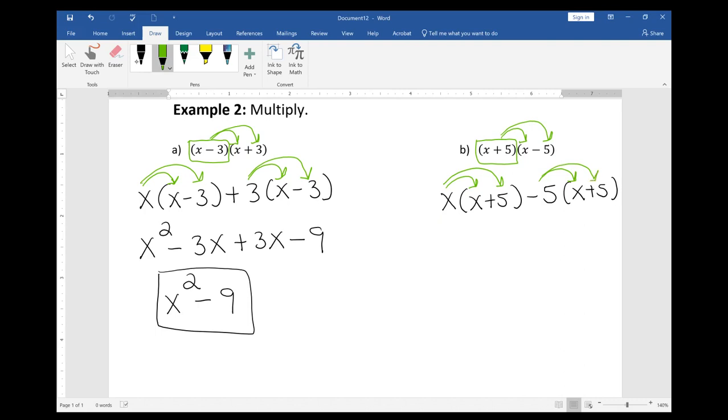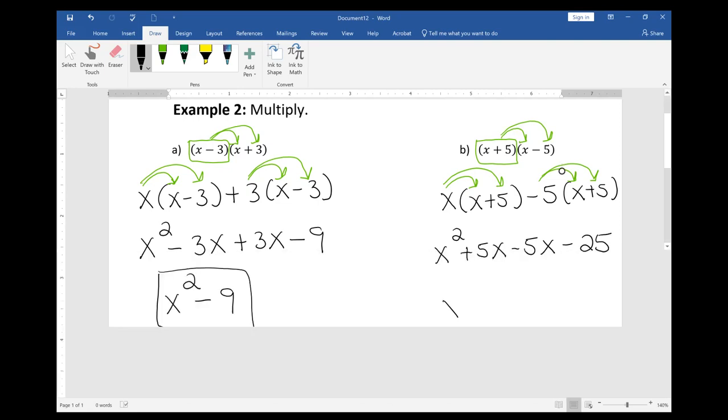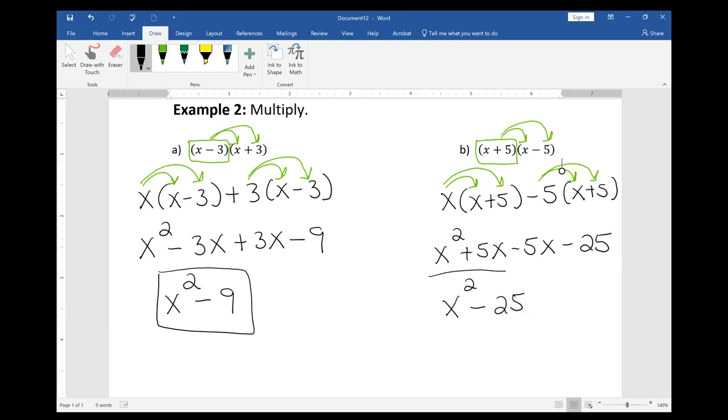negative 5 times 5. Doing so, we will get x times x, x squared, x times 5, a positive 5x, negative 5 times x, a negative 5x, and negative 5 times 5, a negative 25. Now, if we combine like terms, we'll be left with x squared, positive 5x minus 5x will be 0, minus 25.